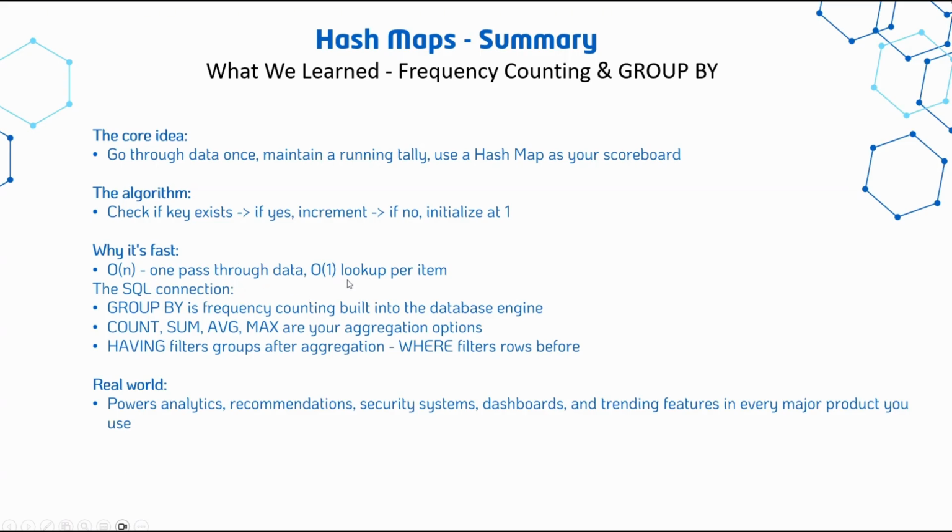And the big-O notation stuff, again, mainly comes from SQL. Group by is frequency counting built into the database engine, and it has some other aggregations. These are the real-world scenarios where we use these hash maps.